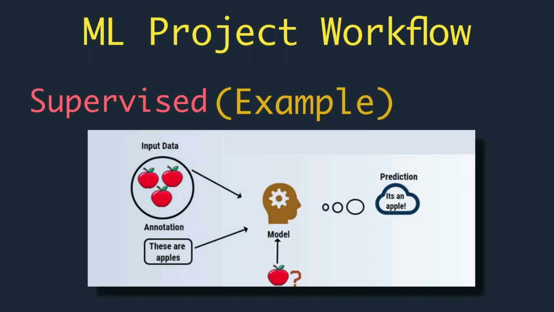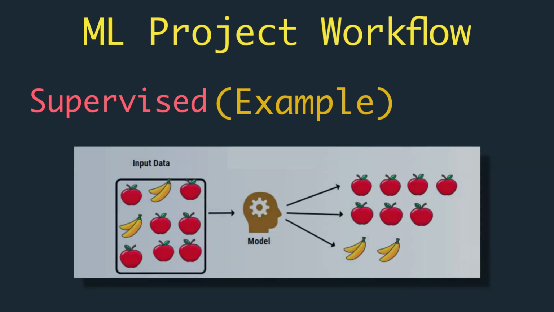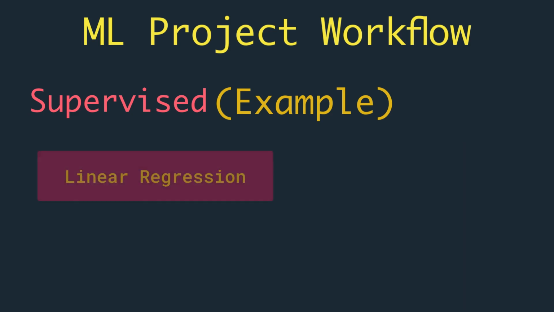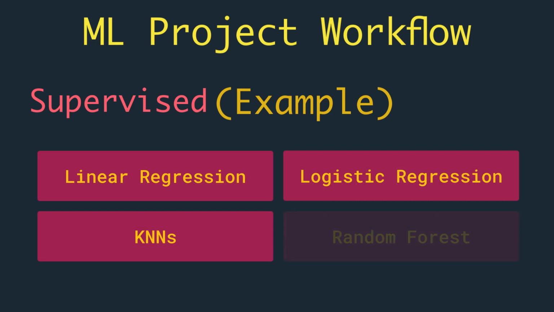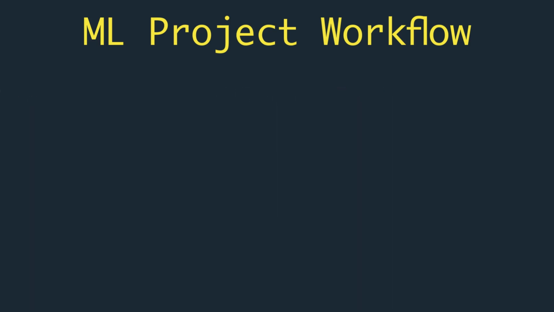Just look at this diagram. In this case, the model tries to figure out whether the data is an apple or another fruit. Once the model has been trained well, it will identify that the data is an apple and give the desired response. Linear regression, logistic regression, k-nearest neighbors, and random forest are examples of algorithms currently being used for supervised learning.